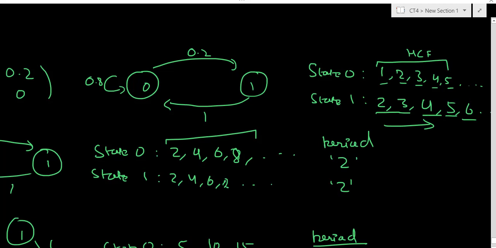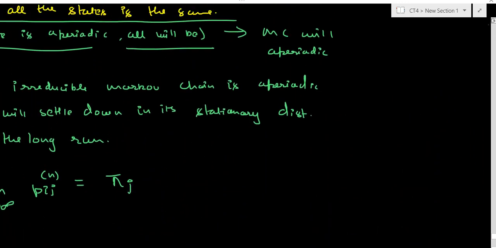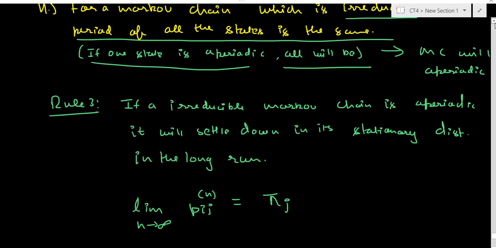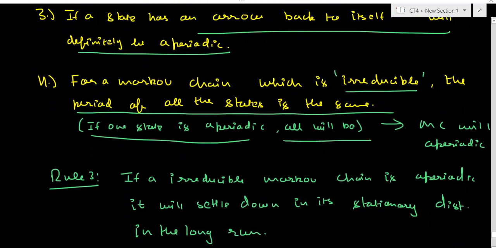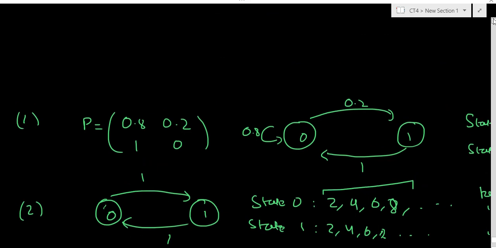This is because state 1 is connected to state 0. So this is an irreducible Markov chain, that is, you can reach from 1 to 0 and 0 to 1 eventually. So this means that for an irreducible Markov chain, the period of all the states will always be the same. And that is something you need to note. Okay, and this brings me to my rule number 3.